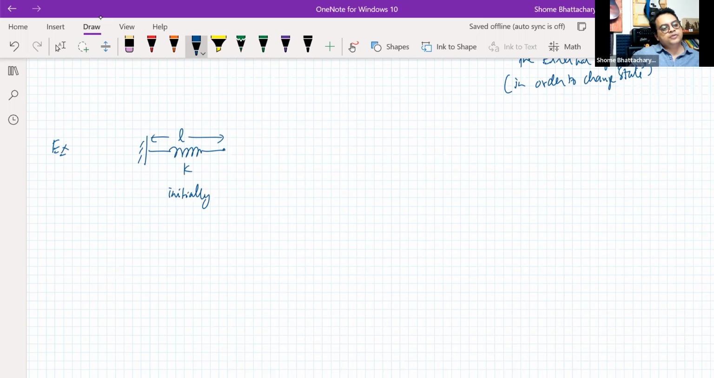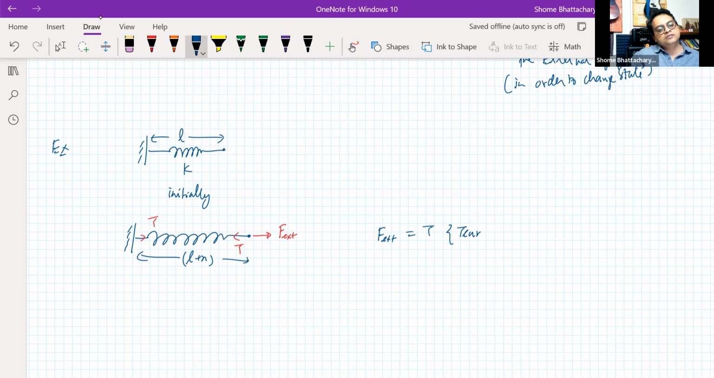Now what we do is very slowly, we are extending the spring by application of some external force. That external force has to act because it has to oppose the tension of the spring. It has to balance the tension to keep it stretched. So the external force at any point of time is balancing the tension, or you can say the restorative spring force.